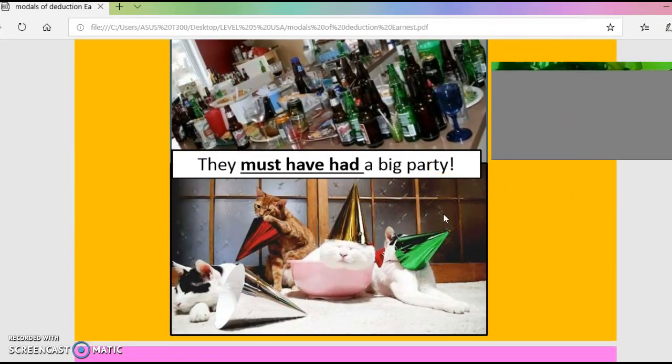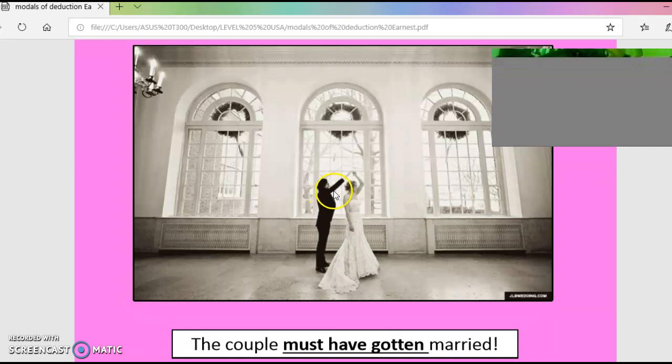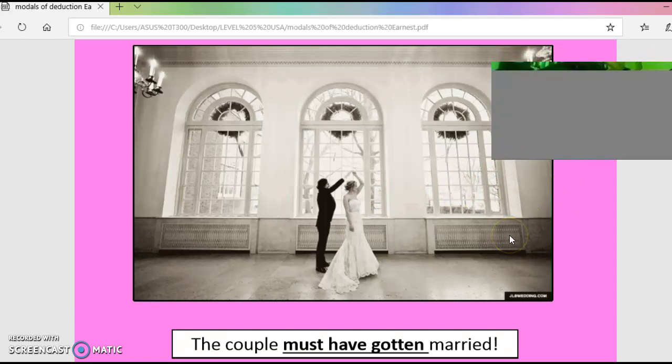Okay, then I have another example here about the usage of must in relation to a relationship. In this case, first of all, I have this couple here, and I can see this lady has a very good marriage gown, a wedding dress, and we say the couple must have gotten married. The couple must have gotten married. This is something that actually happened in the past, and that's why I'm able to give evidence of what happened to this couple.